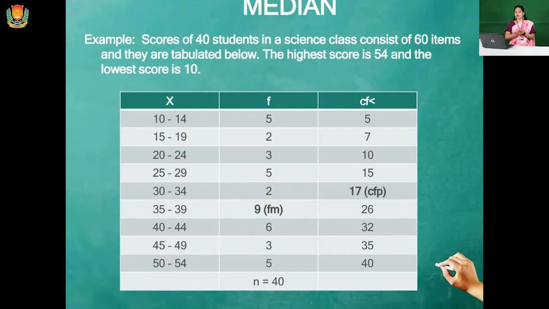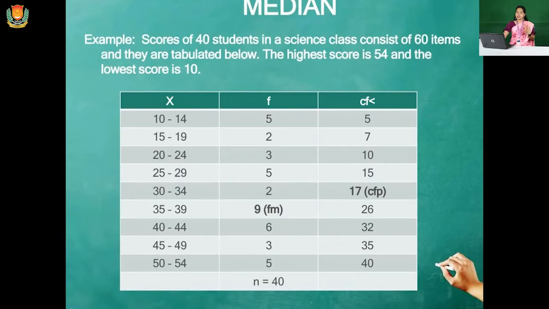Over here we have the data, and we need to calculate the cumulative frequency first. How will we calculate it? We have 5 over here. For the first one, it remains the same, 5. For the next one we add on: 5 plus 2 will be 7, then 7 plus 3 will be 10, then 10 plus 5 is 15, 15 plus 2 is 17, and this continues till the end. So by the end we will get the value.